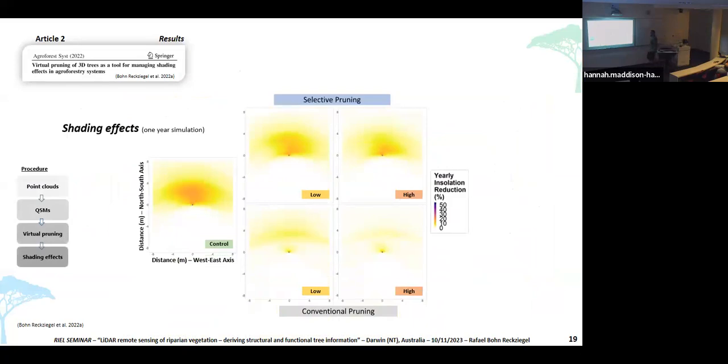So here you see the control treatment on the left, and then up the selective pruning treatment and below the conventional pruning. And they behave totally different at an individual tree level. So you can kind of imagine what would happen with the whole forest stand or agroforestry system.